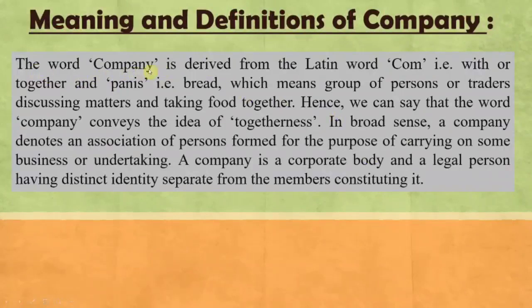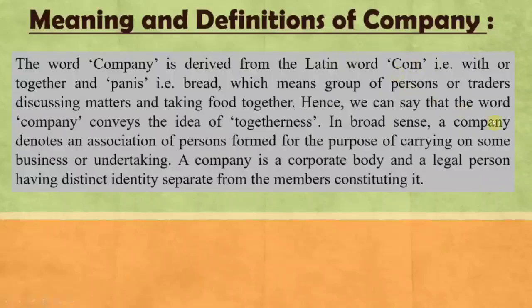See, the word company is derived from the Latin word com, that means with or together, and panis, that is bread, which means group of persons or traders discussing matters and taking food together. Hence, we can say that the word company conveys the idea of togetherness. Why does it convey the idea of togetherness? Because a company is an association of people coming together for a business objective. So they are coming together. That is why it is conveying an idea of togetherness.